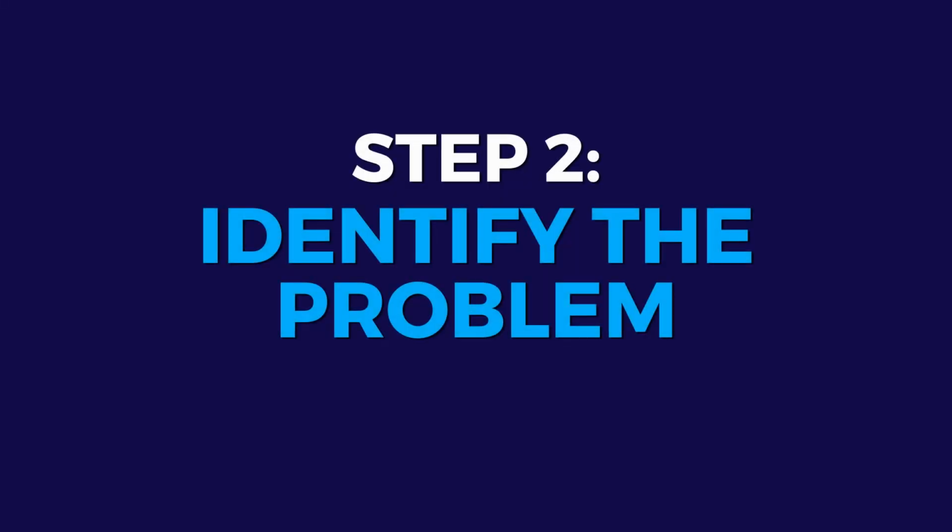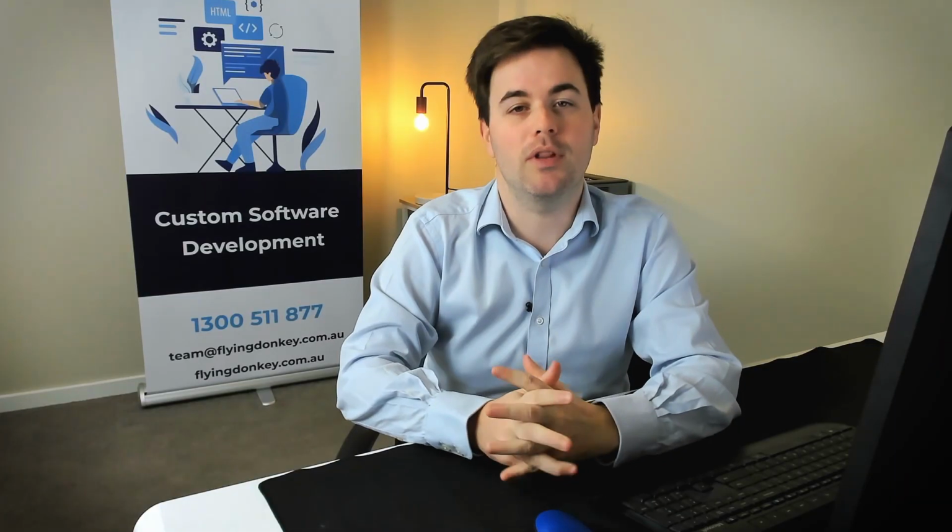Once you've decided it's good to go and makes sense to implement a workflow, and you've documented what the workflow actually is, it's time to start looking into the problem and how you're going to solve it. So step 2, identifying the problem. Let's run through quickly what the actual problem is.